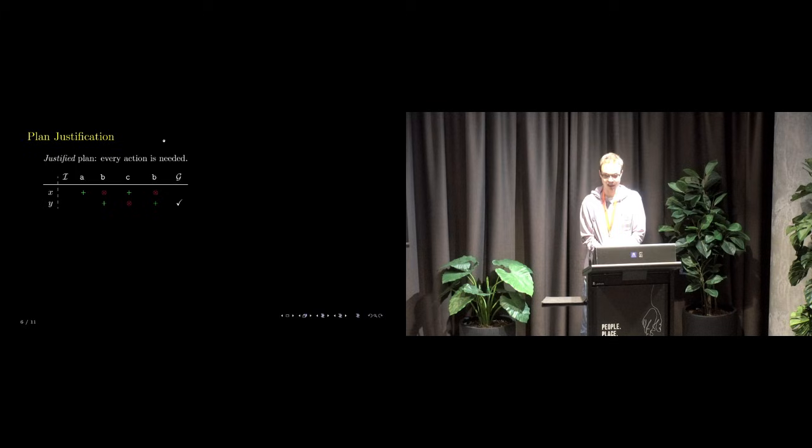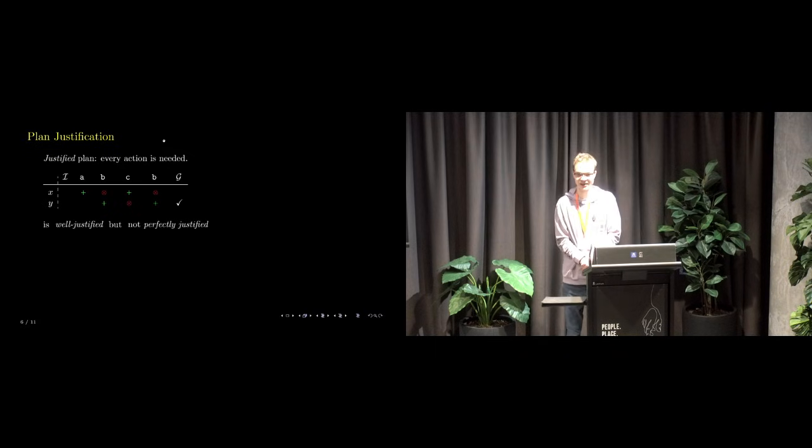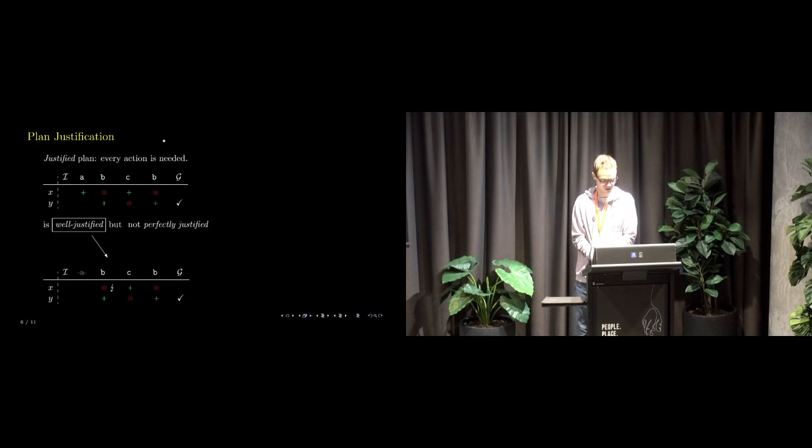This definition has two variants, and it depends on the domain. This is an example of a plan in a domain. And I will argue that it satisfies exactly one of the two variants. So I will explain these definitions of justifications by this example. It's well justified. Well justification means we cannot remove an action. If we remove action A, then the precondition X of action B fails. So removing A results in an invalid plan in this domain.